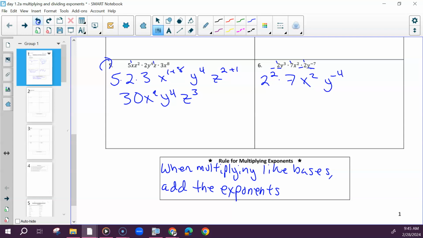So we know this is 4. 4 times 7 is 28. And we know that this exponent is negative. It's going to get moved to the denominator. So 28x squared over y to the 4th. Or if you wanted to change this to 1 over y to the 4th and then keep going, you could do that. Questions on that one?